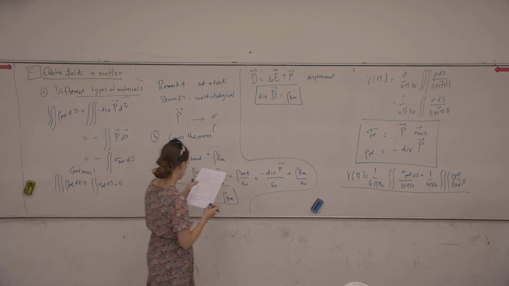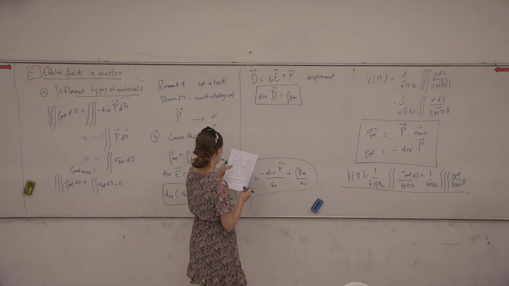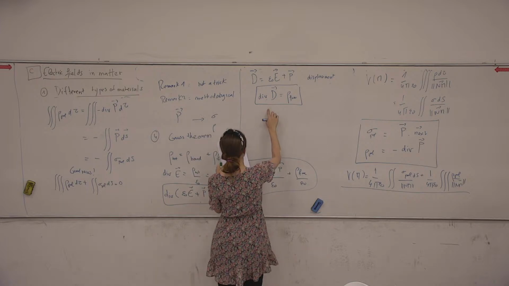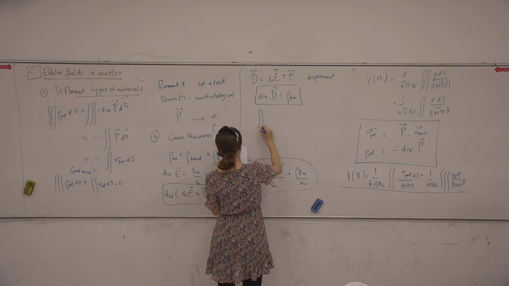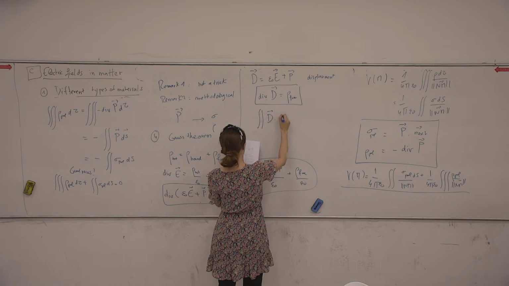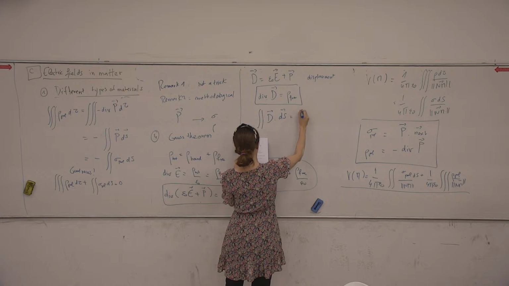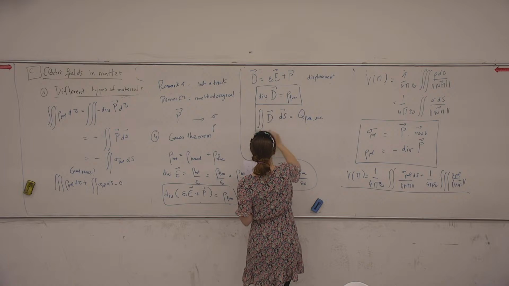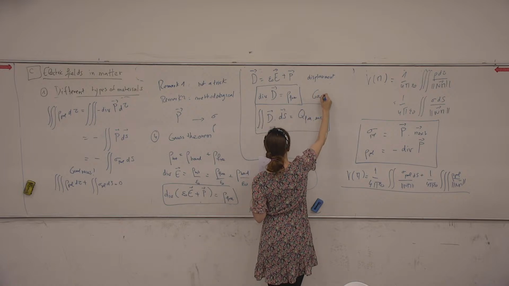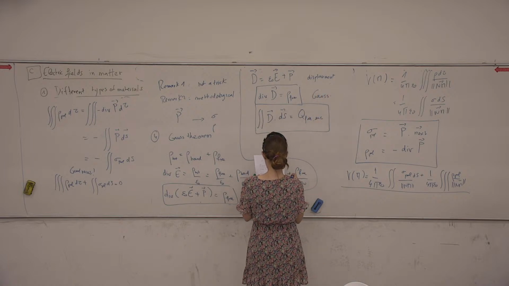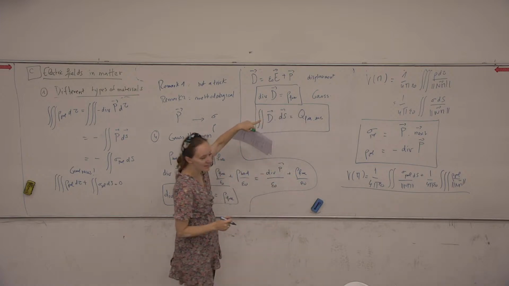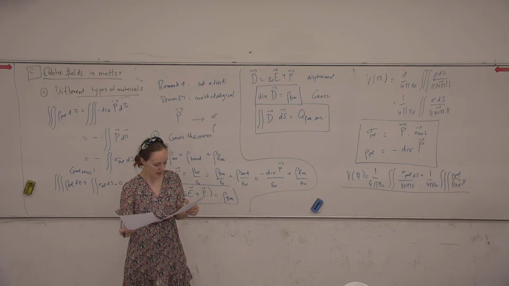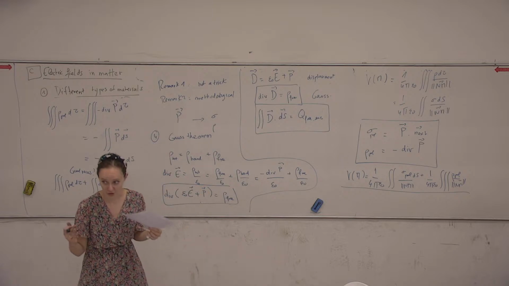So the integral form is going to be this: the flux of D is Q free enclosed. This is the Gauss theorem inside the material. So E and D are playing the same role. And this is very good methodological news.